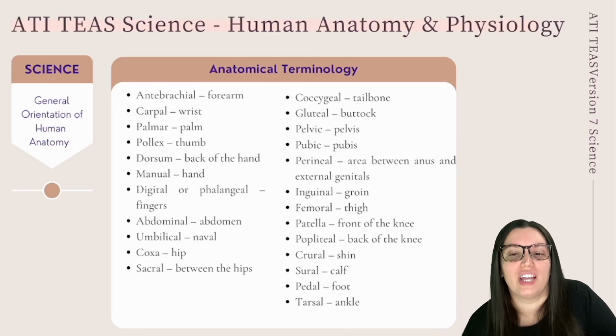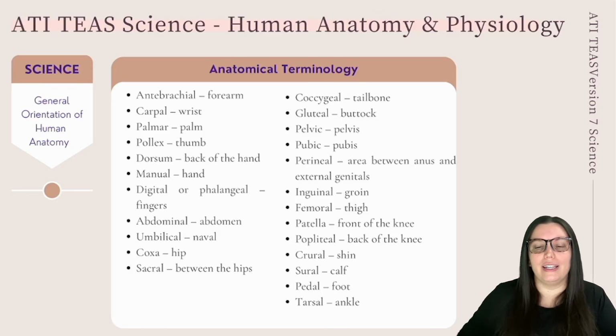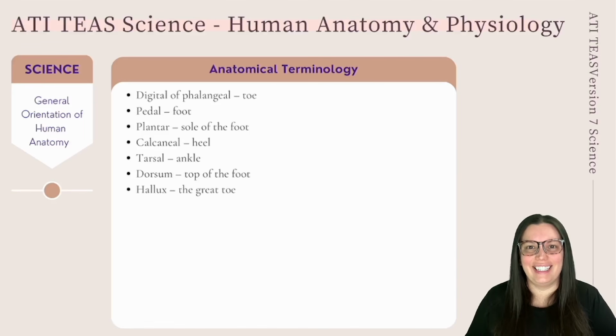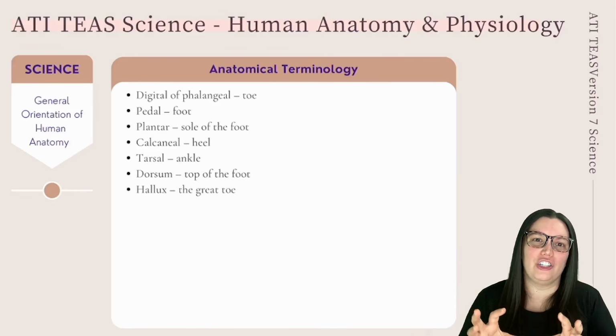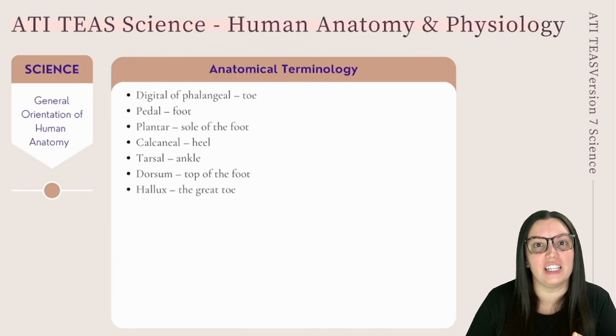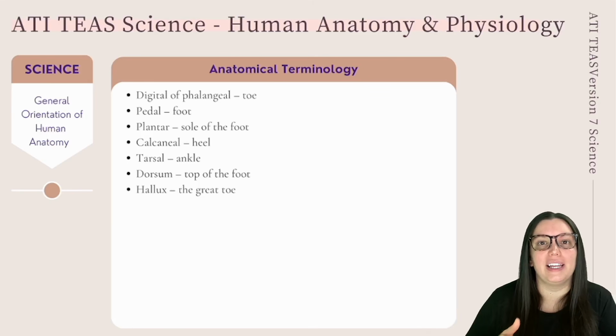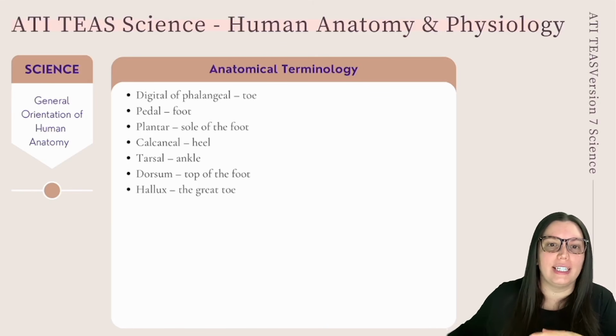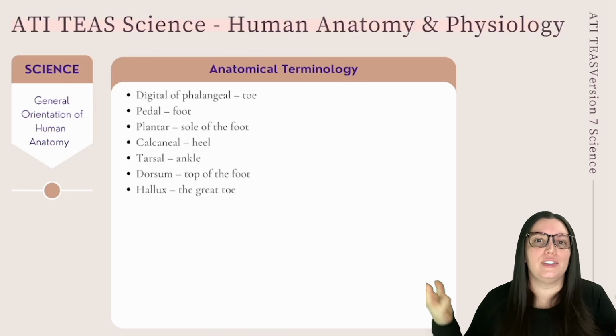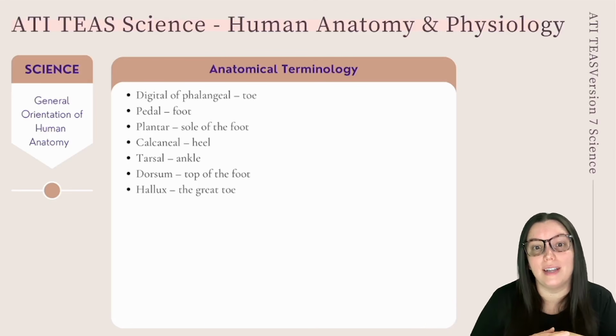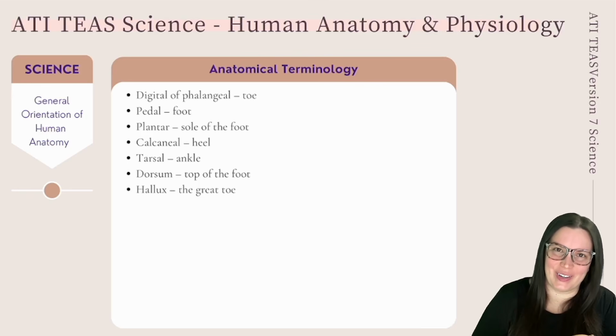Crural is your shin. Sural is the calf. Pedal is your foot. And tarsal is your ankle. And the last bit of anatomical terminology you'll need to know is digital or phalangeal, which is your toe. Pedal is your foot. Plantar is the sole of your foot. Calcaneal is your heel. Tarsal is your ankle. Dorsum is the top of your foot. And hallux is your great toe.